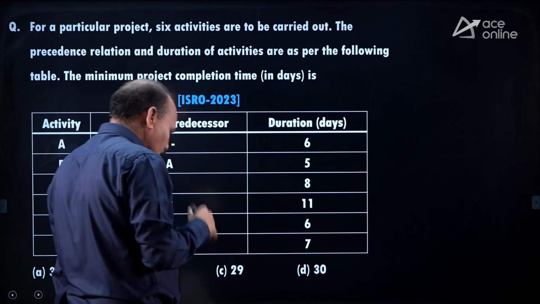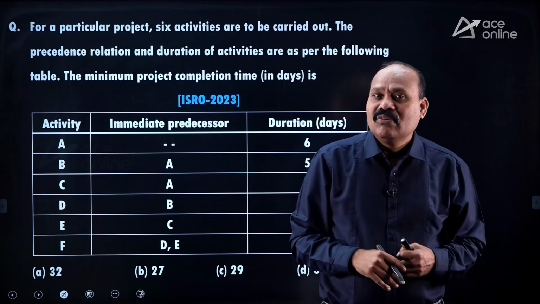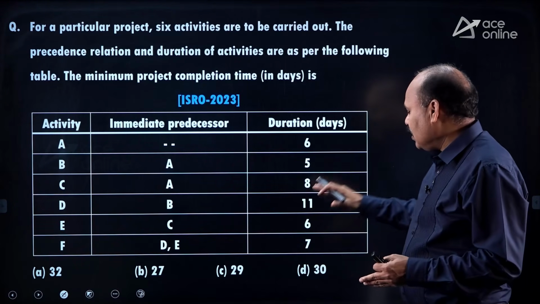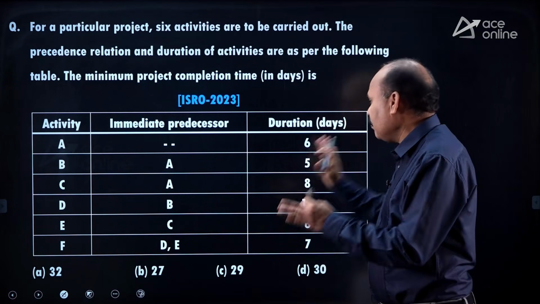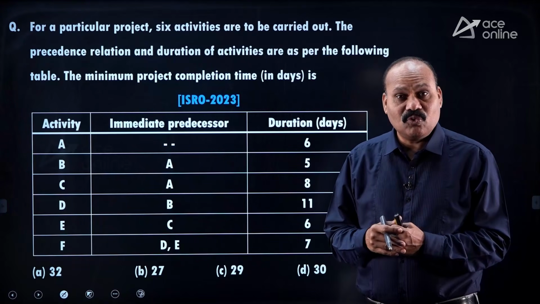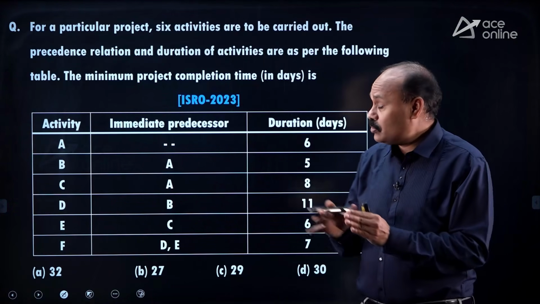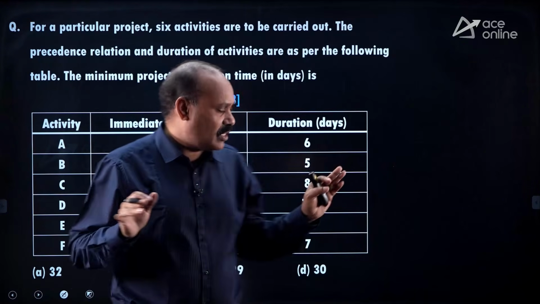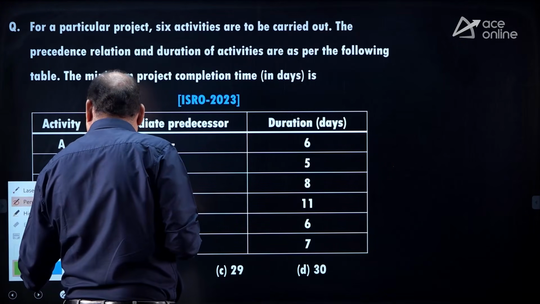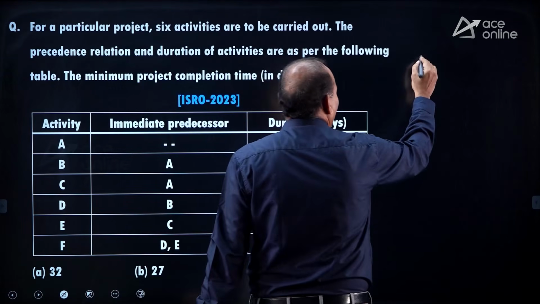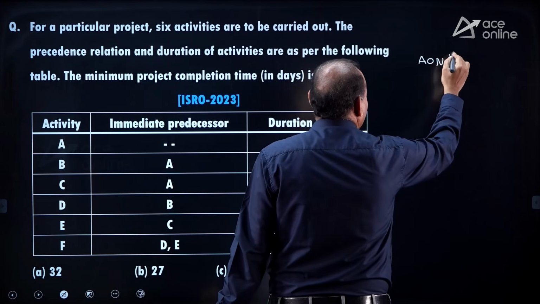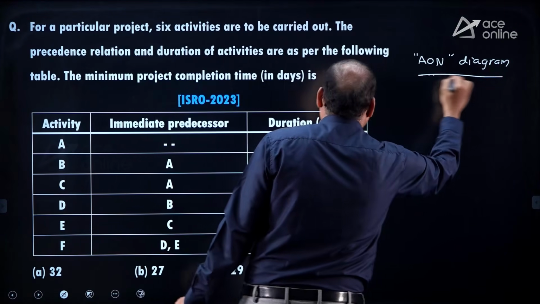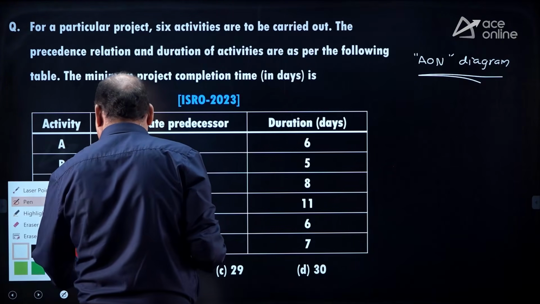Now come into this question. Now tell me which method we have to choose. Activity, predecessor, and duration. So three columns are available now. So which one is the best? No doubt AON you can use. The right method for this, AON, activity on node diagram, is the right choice for this particular problem. What is AON diagram?